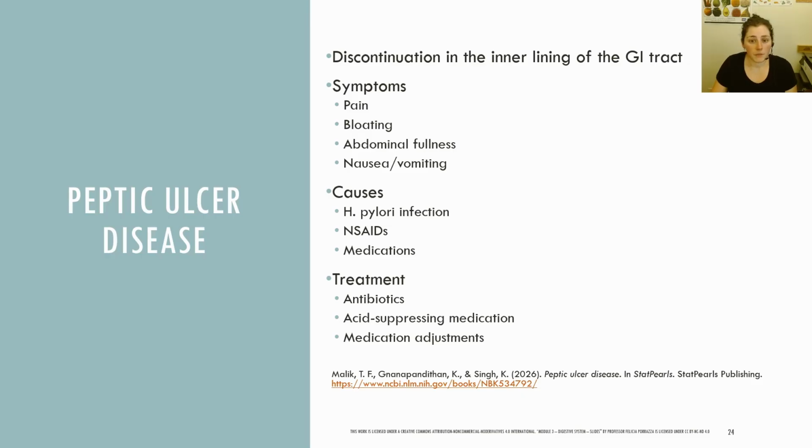Common signs and symptoms include epigastric abdominal pain, bloating, abdominal fullness, nausea and vomiting, weight loss, weight gain. Common causes include H. pylori infection, NSAIDs, and medication. H. pylori is found within the gastric epithelial cells. This bacterium is responsible for 90% of duodenal ulcers and 70 to 90% of gastric ulcers. H. pylori infection is more prevalent among those with lower socioeconomic status and is commonly acquired during childhood.